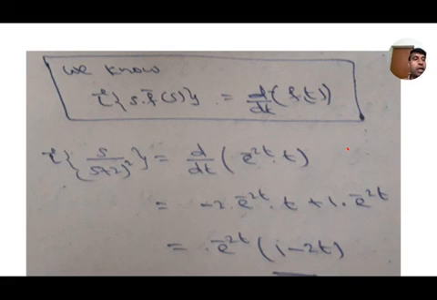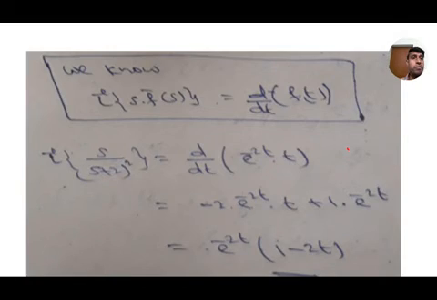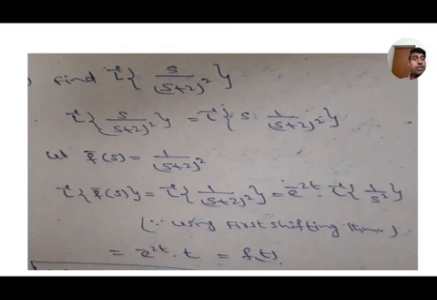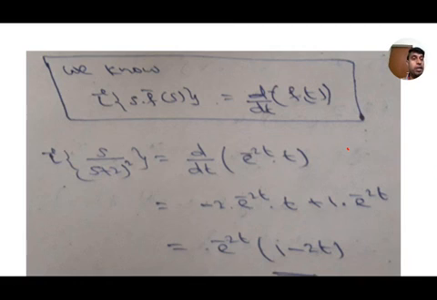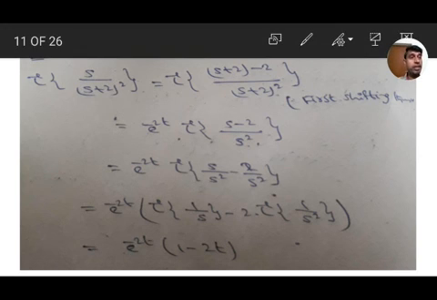Okay. Let us move on to the next problem. In this problem, only s by s plus 2 whole square, this problem can be done in another way, not using this formula L inverse s by s plus 2. We will do this by using the first shifting theorem.